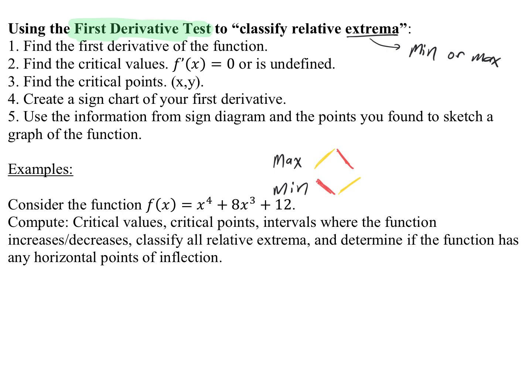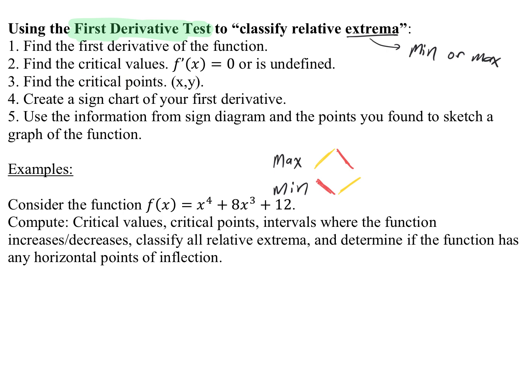Once you find all of your critical values, then we go ahead and find the critical points. Finding those points is fairly easy, because once you have an x value, all you have to do to get the y value, of course, is plug it into your function. Once you have critical points, these are the candidates.